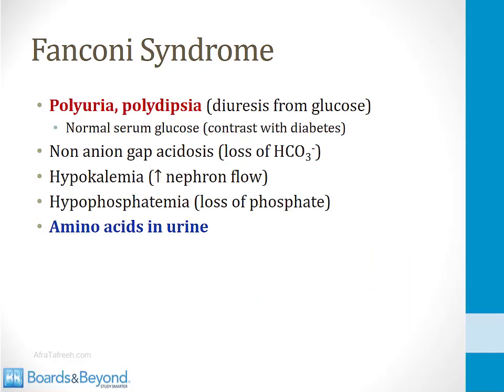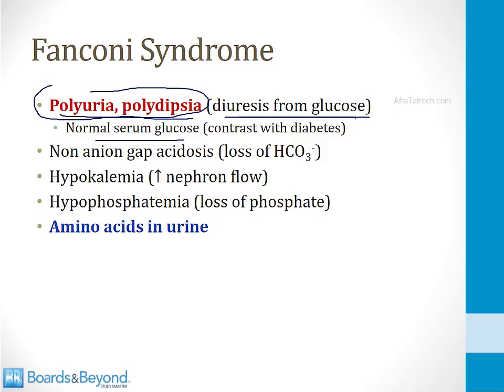The presentation of Fanconi syndrome is very similar to diabetes. That's because there is glucose in the urine, which leads to diuresis. This makes the patient urinate a lot, and then the patient becomes thirsty, so there will be polyuria and polydipsia. And in a board question, you will see a description of polyuria and polydipsia along with glucose in the urine, and you will say, aha, this is diabetes, but it's not. And the reason is because in Fanconi syndrome, there is a normal serum glucose. There is no hyperglycemia because insulin and glucagon and all the body systems to control glucose levels are working.